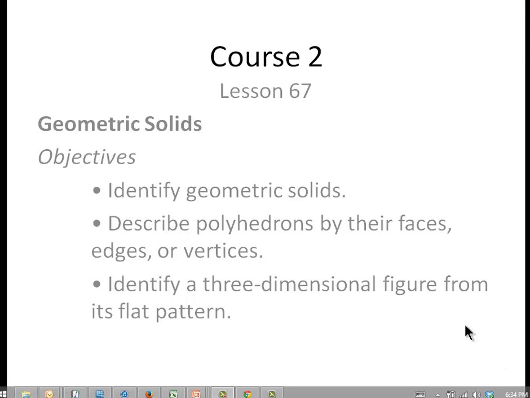Welcome to lesson 67 of course 2. In this lesson we're going to learn some more geometric shapes and solids. We're going to identify them. We're going to describe polyhedrons by their faces, edges, and vertices. We're going to identify a three-dimensional figure from its flat pattern. Okay, let's get going.